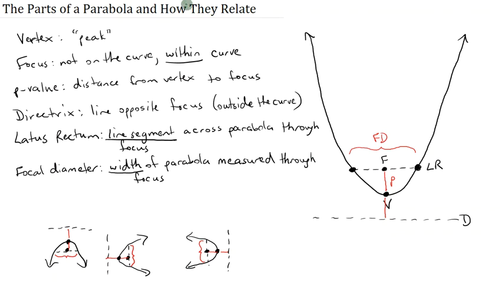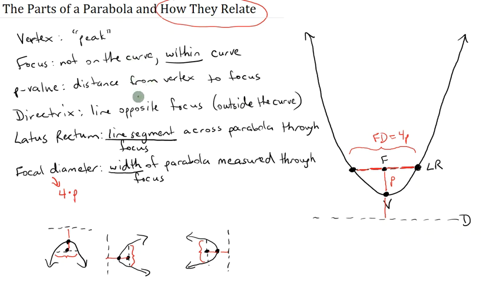Now this is the important part. This is the how they relate part. The focal diameter is always 4 times the p-value. So it's always 4p. If this distance is p, that means you have to go 2 p's to the right and 2 p's to the left, and that gives you 4 p's across. So if p were 1 unit, you'd have to go 2 units to the right and 2 units to the left to get a total width, or focal diameter, of 4 units.